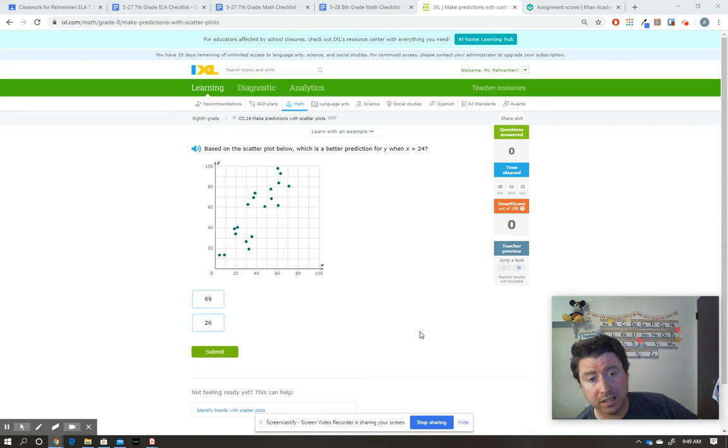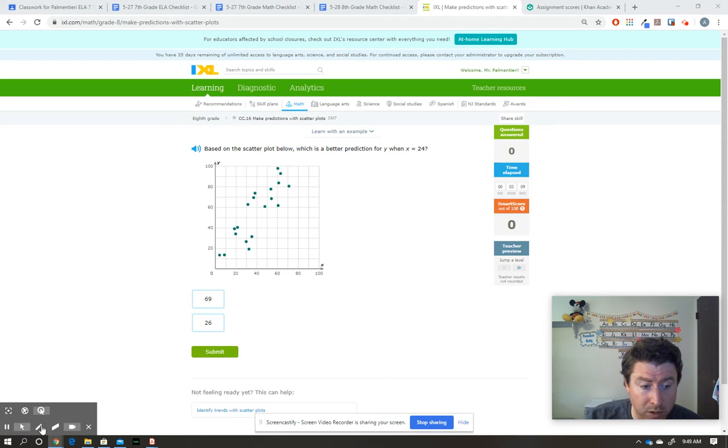So this is for CC16, make predictions with scatter plots. The first thing you need to do with this is understand that we need to make what's called a best line of fit. Before we do anything, you have to imagine in your head the best line of fit. Now I can't really do a straight line here, but there's my best line of fit.